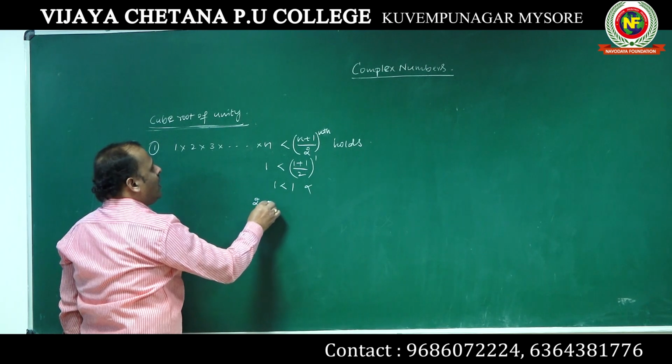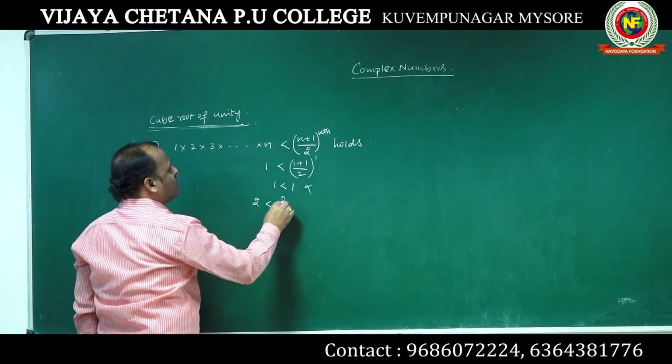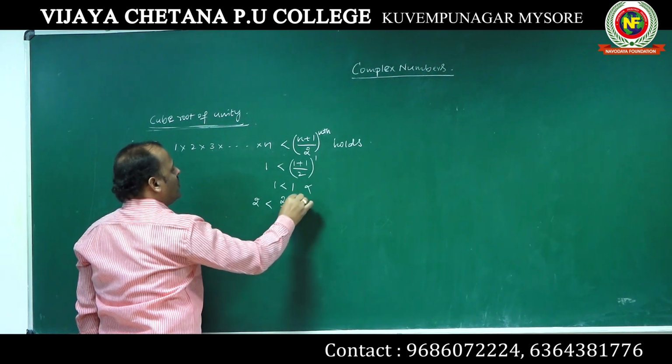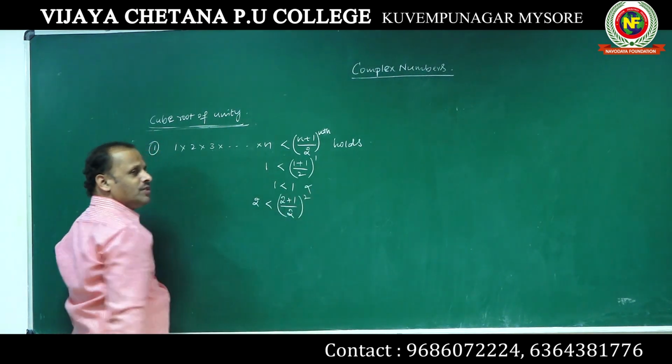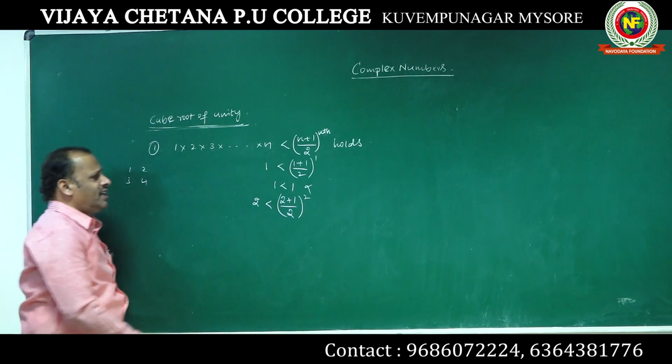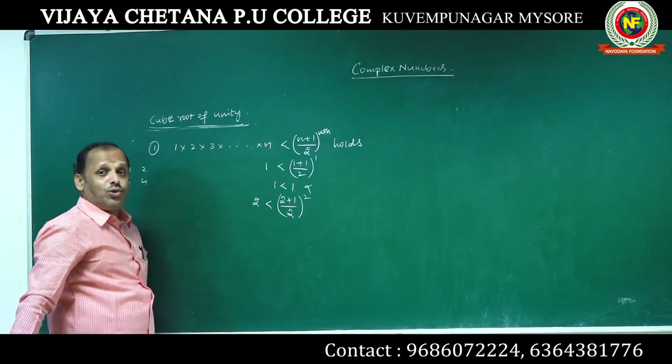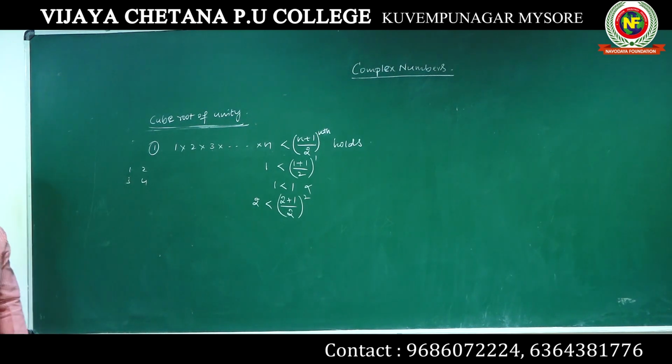2 less than 2 plus 1 divided by 2, to the power 2. Now here 2 plus 1 is 3, 3 divided by 2 is 1.5.